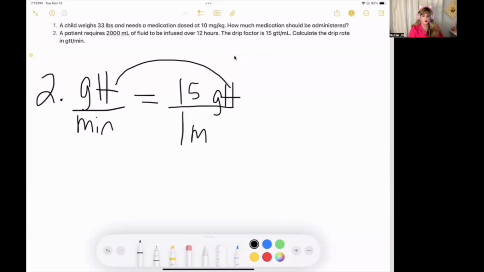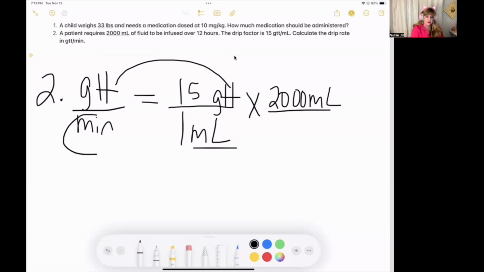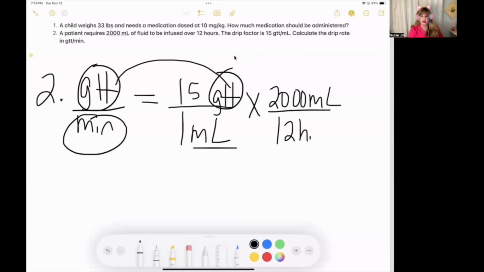So I'll put it under the 15 drops. I put 1 ml, and then I have ml on bottom. So my next rule says I have to have an ml as the next numerator factor. We look in the question and we have 2,000 mLs. Next we look and see what other numbers and labels we have left. All I see is 12 hours. I know I'm looking for a time component because I ultimately want to find out how many drops per minute. So I need to use my time component, and I put that over 12 hours.